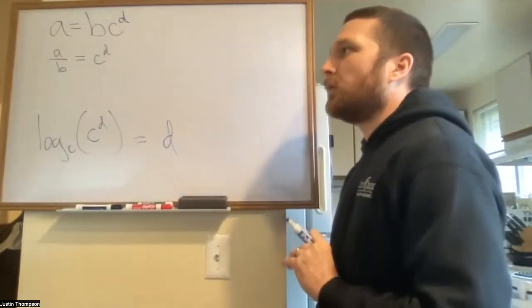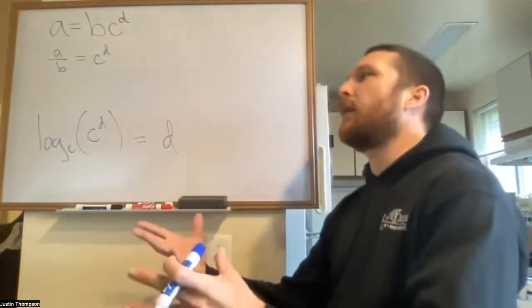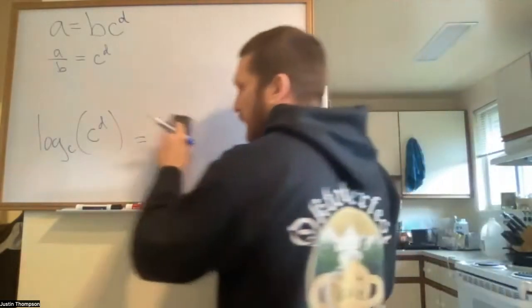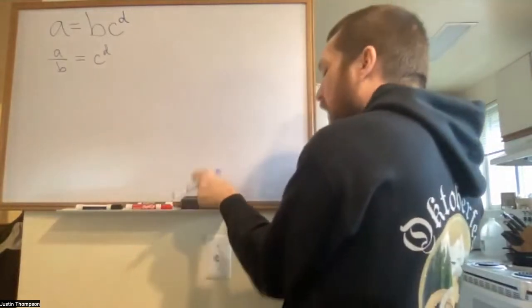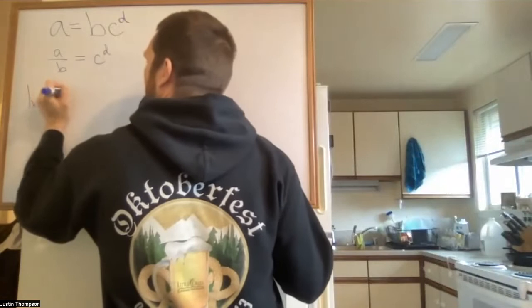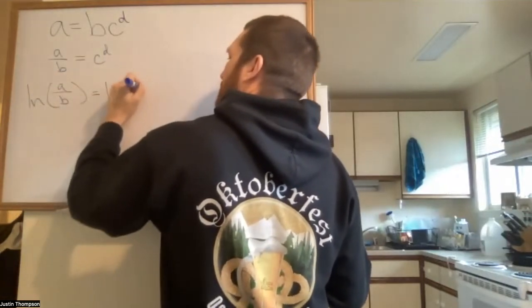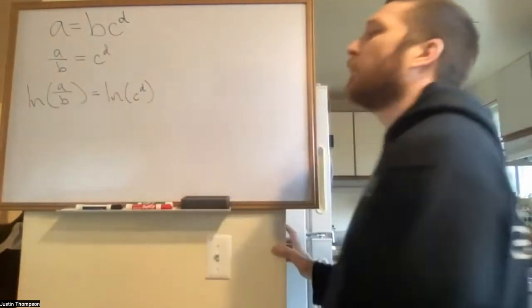But this whole section, we are trying to think practically, how would we compute this? And so we're going to do that with natural logs. And so natural log of A over B, natural log of C to the D. And now what do we do?